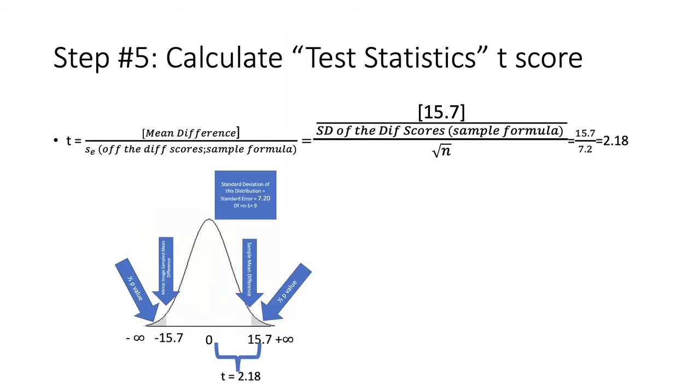Now we just calculate our test statistic, and this is our t-score. So our t equals our mean difference divided by our standard error of the difference scores using our sample formula of standard error, the thing we used a long time ago. And what do I mean by that? Well, that's literally 15.7, our sampled mean difference, divided by our standard deviation of the difference scores using the sample formula. You can see that there. That just means divide by n minus 1, not n. Divided by the square root of n, because standard error is always standard deviation divided by the square root of n. I let SPSS do that calculation for me, and I put in my descriptive statistics. So 15.7 divided by 7.2 equals 2.18.